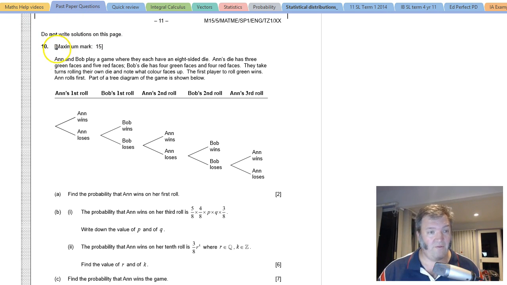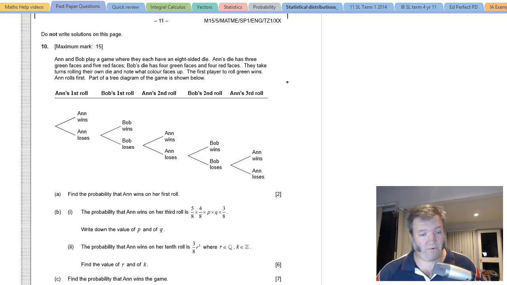Well, we better read the question first. I was about to jump into part A, but I haven't read it. Anne and Bob play a game where they each have an 8-sided die. Anne's die has 3 green and 5 red faces. Bob's has 4 green and 4 red. They take turns rolling their own die and note what colour faces up. First player to roll green wins. Anne rolls first. Part of the tree diagram of the game is shown there.